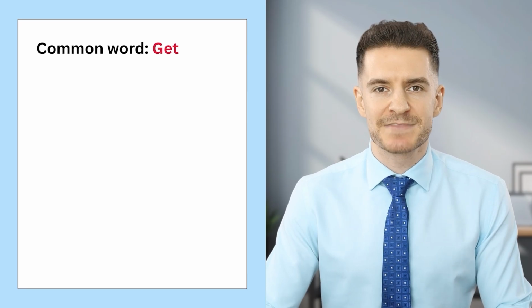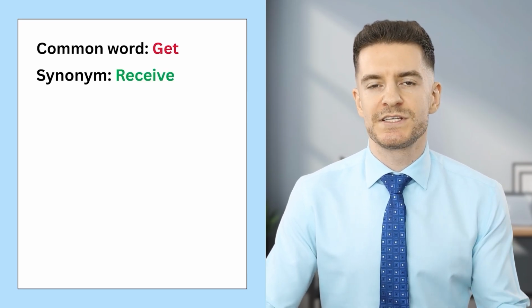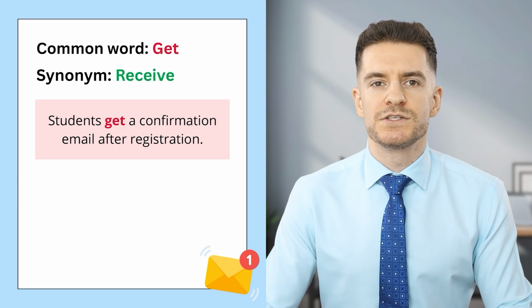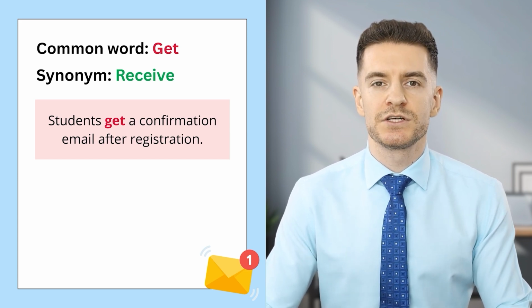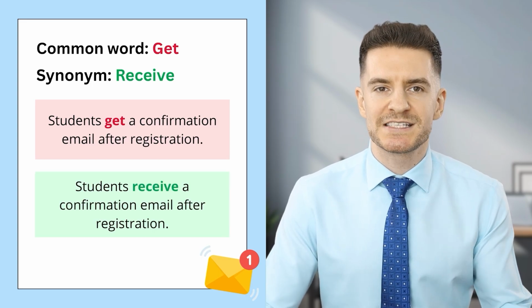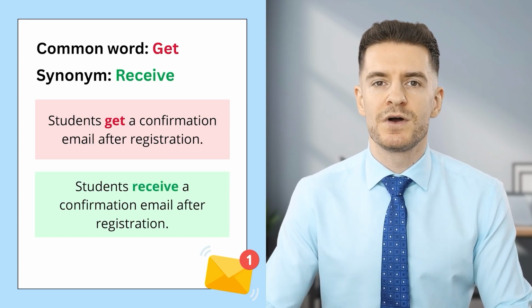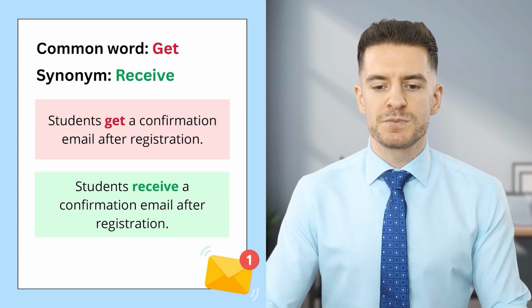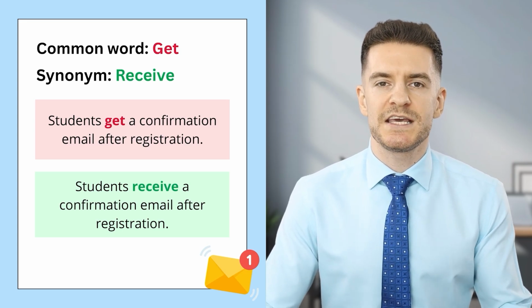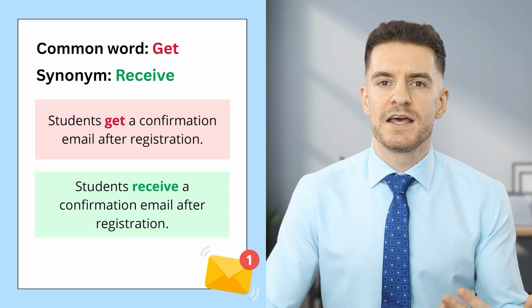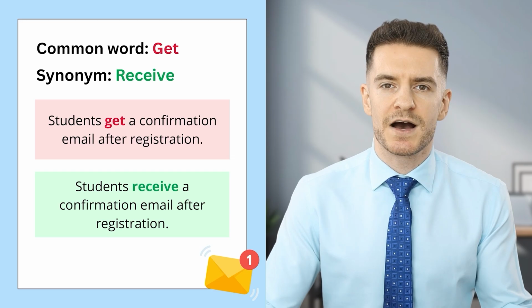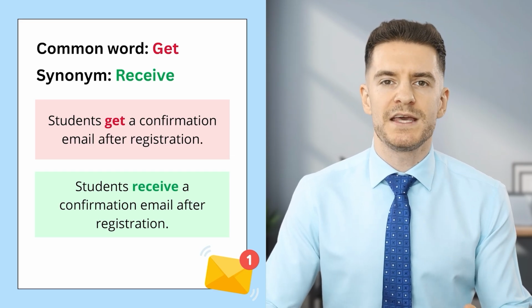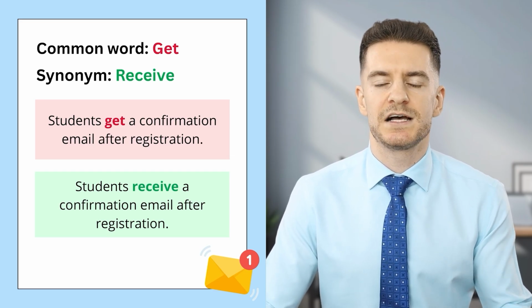Moving on to word 14, which is get. Now, an alternative for get or a synonym for get is receive. So for example, students get a confirmation email after registration. Well, no, we could say students receive a confirmation email after registration. Now, just be careful because we don't use receive with casual expressions like get up or get along. So for example, we wouldn't say receive up or receive along. That would be incorrect. You need to say get up or get along.